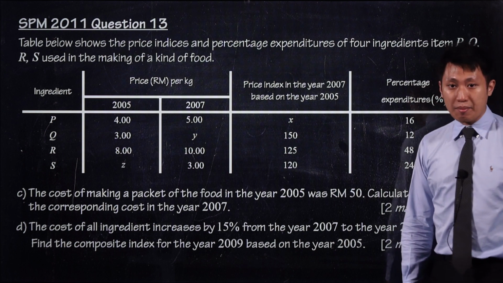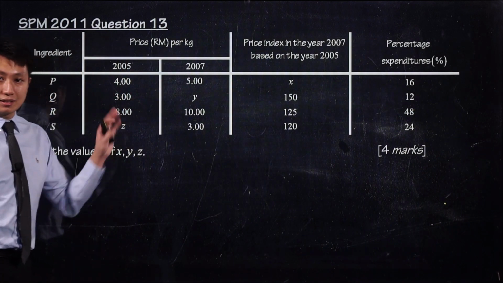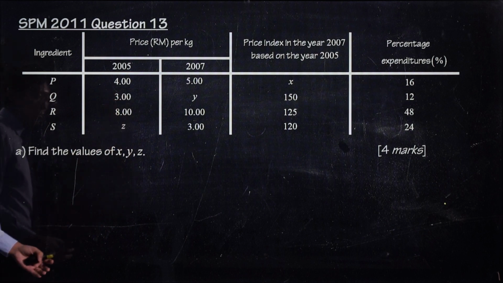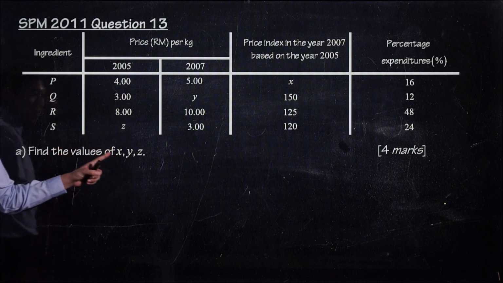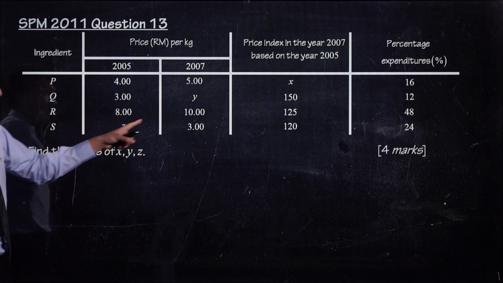Okay, so I'll come back to solve this now. So you have this table here. I just put it here so that I can have a good idea of what it is. Okay, you want to find the value of x, y, z. Just look at this. What is x, y, z? Where is x? X is here.